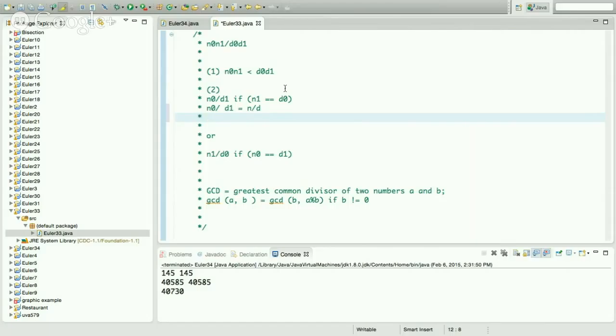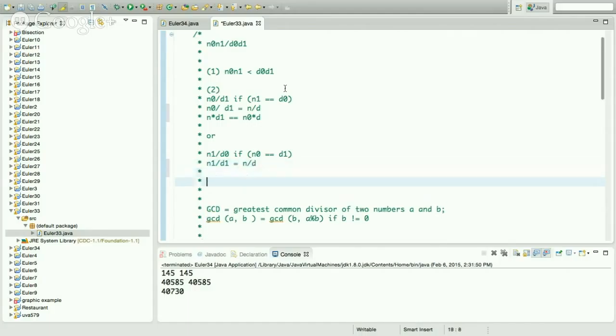So n times d1 should be the same as n0 times d. So if this is correct, that fraction is a correct simplification of the first fraction. And in the second case, we have n1 over d0 should be equal to n over d. So n times d0 should be the same as d times n1. Oh, I'm sorry, this is d0.